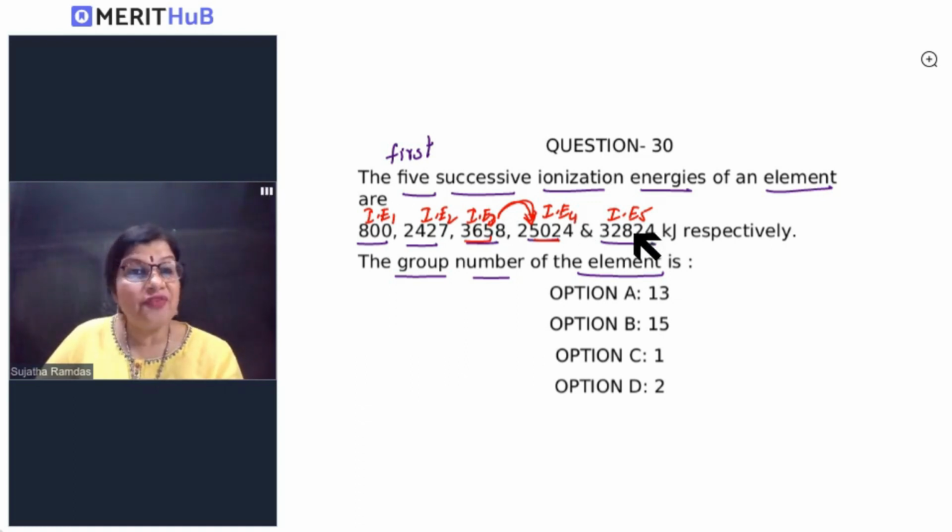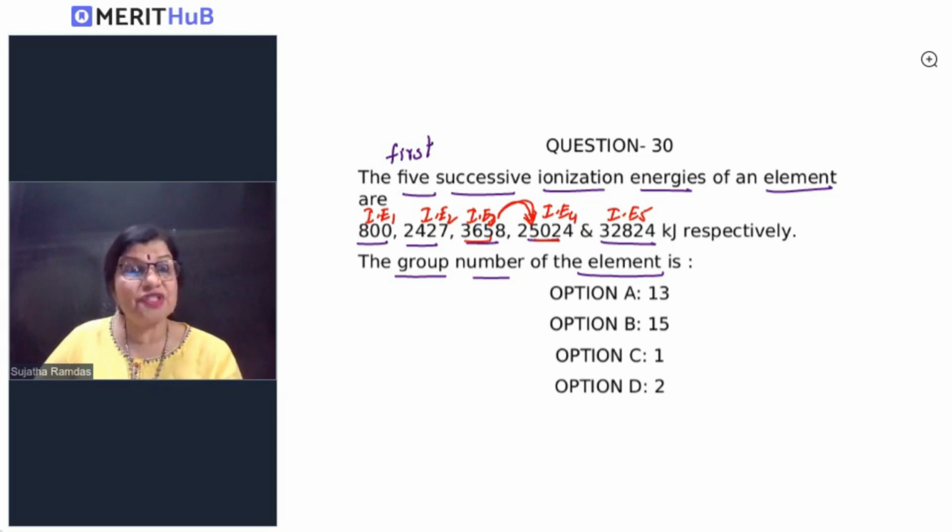Then, of course, IE5 is due to the removal of an electron from the same subshell which was fully filled. One more electron is lost. It requires higher energy. Which implies that these three are the electrons present in the outermost shell. Once those three electrons were removed, we start removing electrons from the new shell, the inner shell closer to the nucleus. And that is why we see such a large increase in the magnitude of ionization energy from third to fourth.